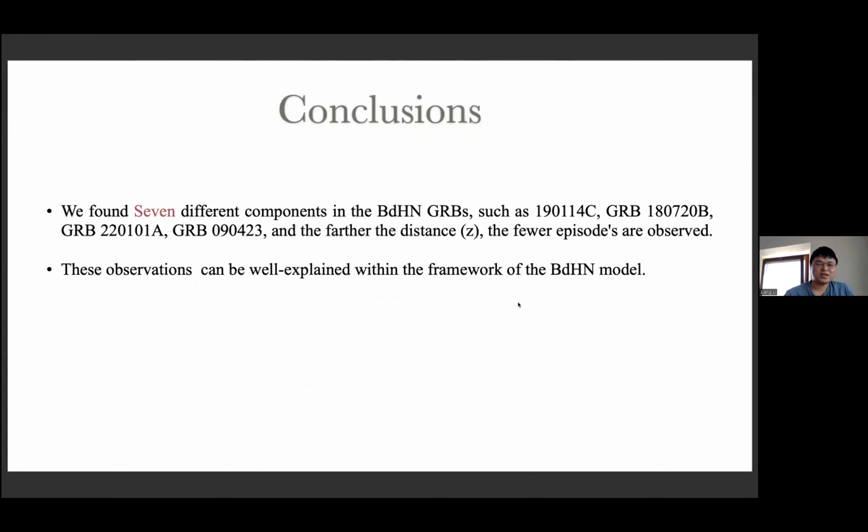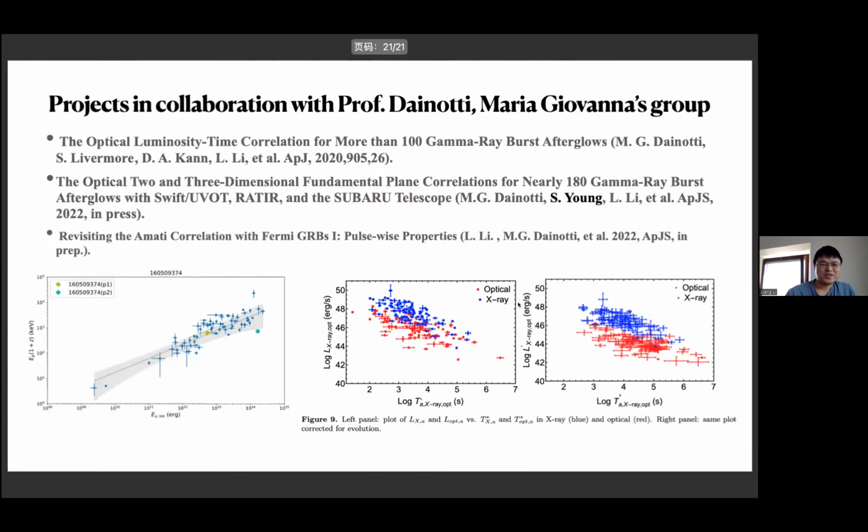Okay, my conclusion is that we find seven different components in the BdHN1 GRBs, such as 140C, GRB 180720B, 220101A, and 0423. And the farther the distance, the fewer the episodes are observed. This observation can be well explained within the framework of the BdHN model. Thanks. And finally, I want to say that I am really enjoying the collaboration with Professor Della Maria. We have cooperated exceptionally deeply with each other. Okay, thanks.